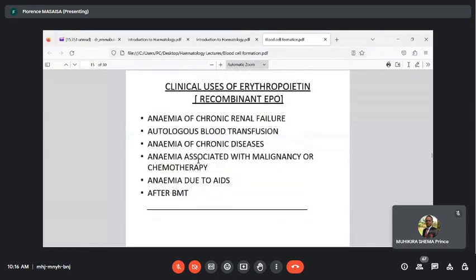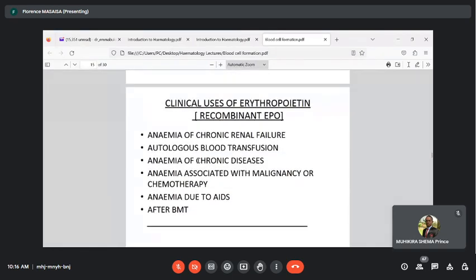So what are the clinical conditions where we can use erythropoietin? It's usually anemia of chronic renal failure, because in renal failure, the individual is not able to produce erythropoietin. So in chronic renal failure, you use erythropoietin. Autologous blood transfusion is another example.